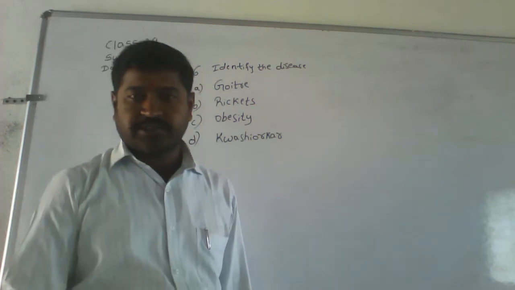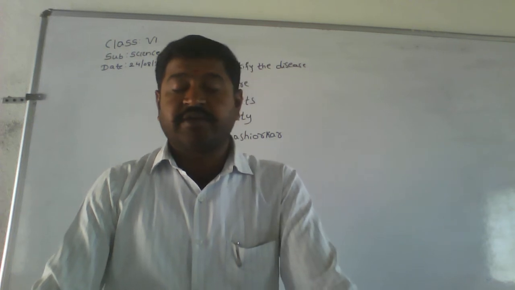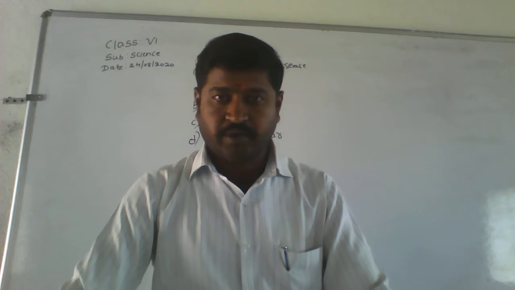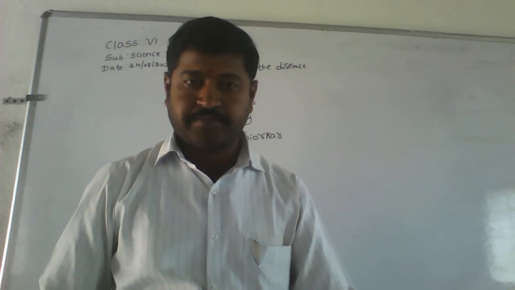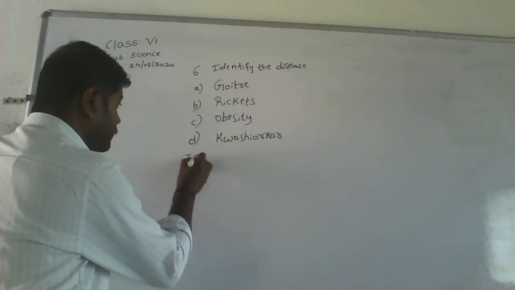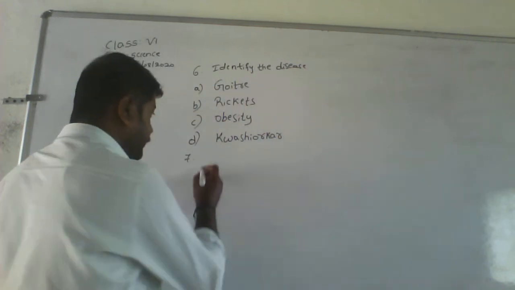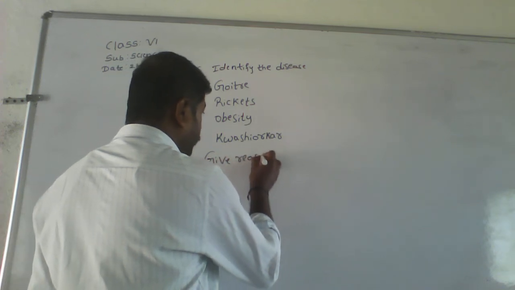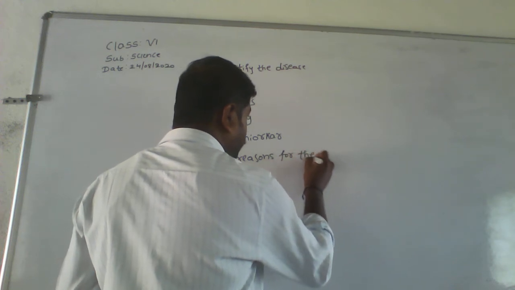So this is about question number 6, where we see the images and identify what kind of diseases the images are showing. Then moving to question number 7. What is that question? Give reasons for the following. So what we have to do is give reasons for the following.